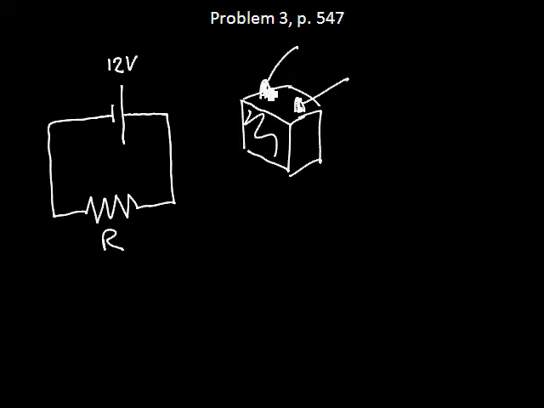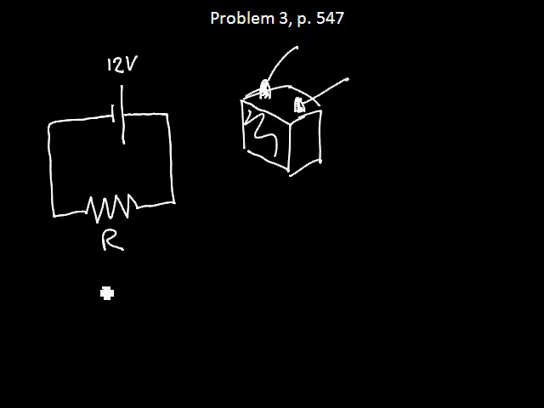And the battery itself has a resistance to all that current flowing through it. So if we stick a voltmeter across the terminals of the battery, we're going to measure the voltage that the battery gives. Okay?